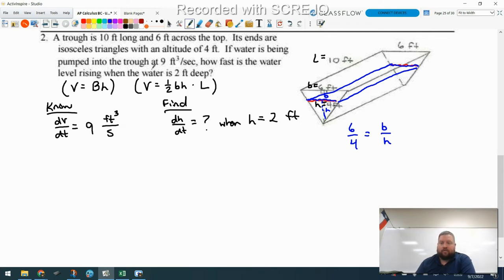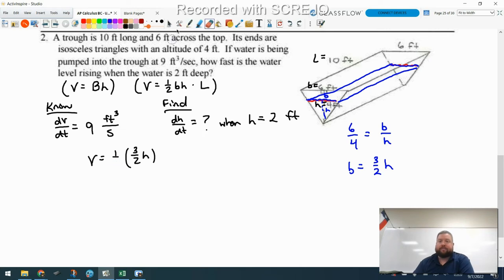Okay, look at what we know and what we want to find. We want our formula to be in terms of V and H. So we don't want B in there, which means I need to solve for B right here. So B is equal to, just multiplying by H, I'm going to simplify, 3/2 times H. Okay, so we're going to rewrite our volume equation. So volume equals 1/2. Then instead of B, I'm putting 3/2 H. Sorry, I wrote 1/3 right here.